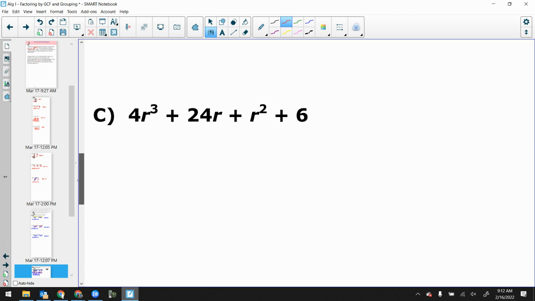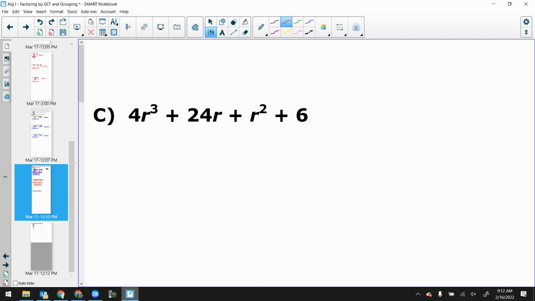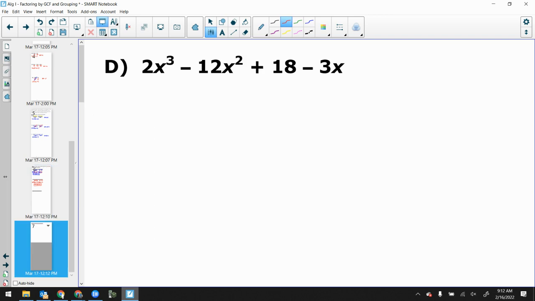We got 5 minutes. Let's do this one. Jump to D. Because this kind of, it's both things here. Jump to D. What do I have to do right off the bat? Henry? Put it into standard form.